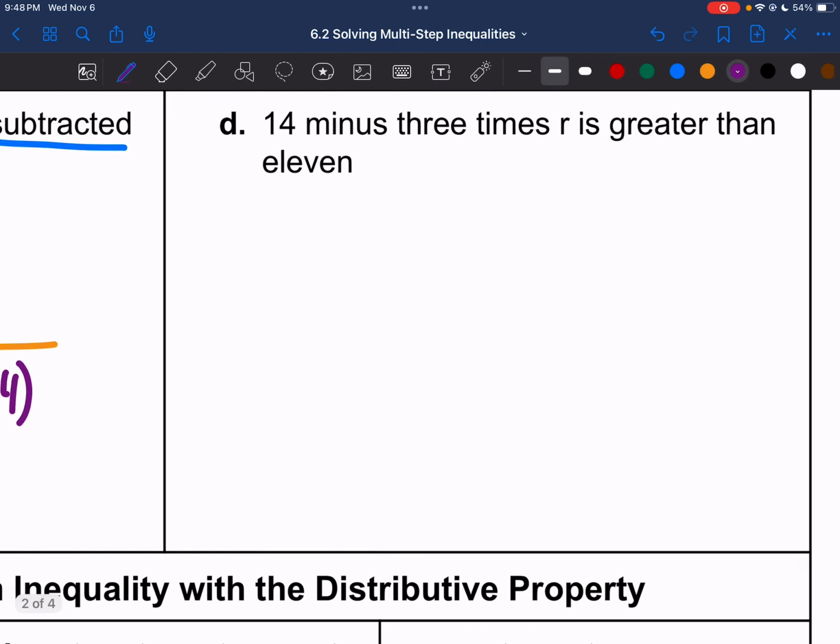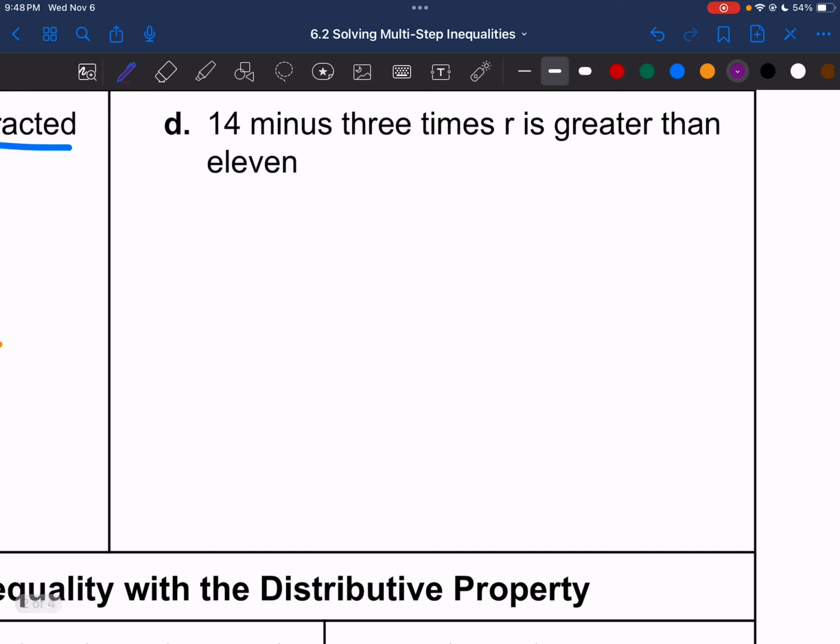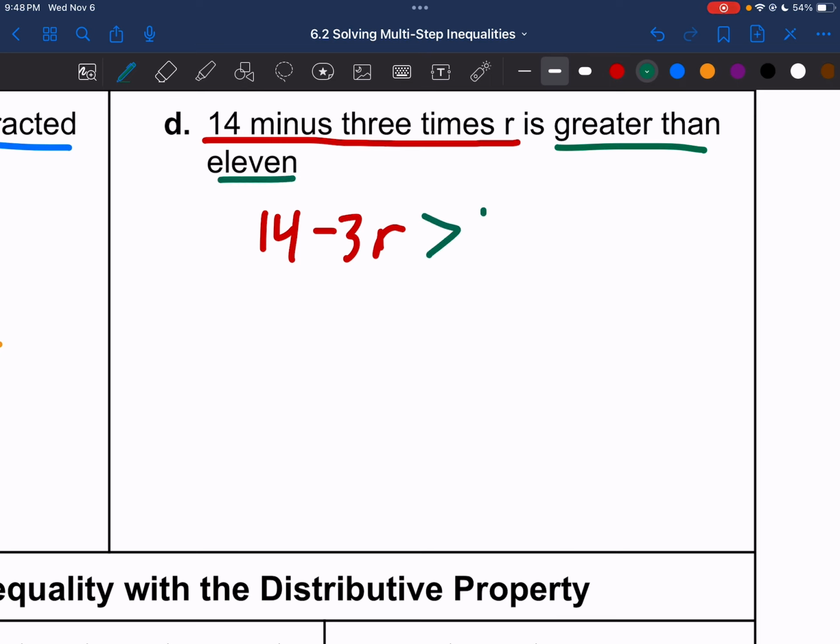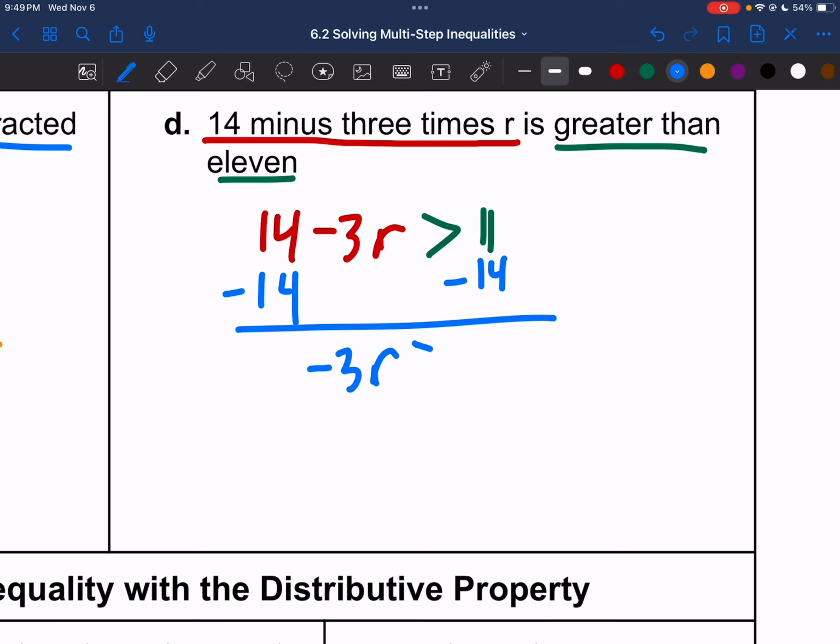Okay. Letter D. We have 14 minus 3 times r is greater than 11. So my first step, subtract 14 from both sides. I get negative 3r is greater than negative 3. My next step is to divide both sides by negative 3. And I get that r is going to be less than positive 1. Negative 3 divided by negative 3 is positive 1.